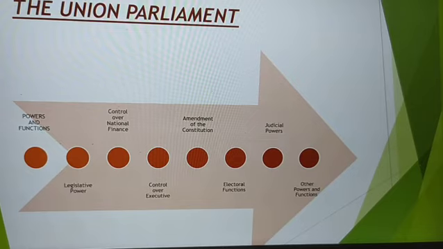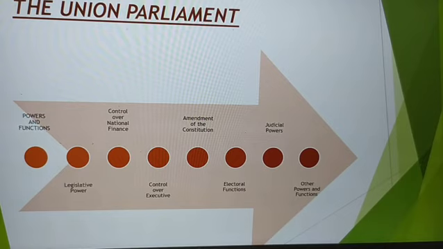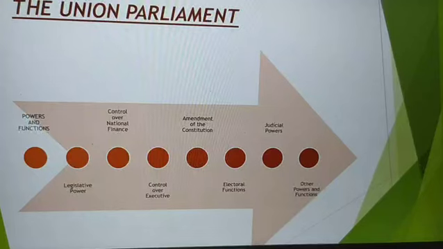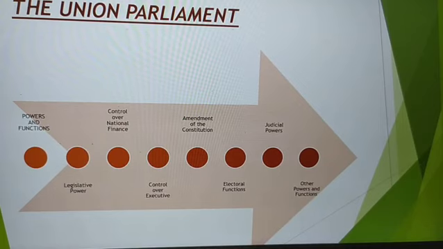Number one, it must be passed by each house by a majority of the total membership of the house as well as a 2/3 majority of the members present and voting. And if an amendment bill seeks to make changes in some specific matter with regard to a state, then the state legislature's approval is also required. However, one thing that is very important to note here is that such constitution amendment bills are only and only initiated by the parliament and not a state legislature.